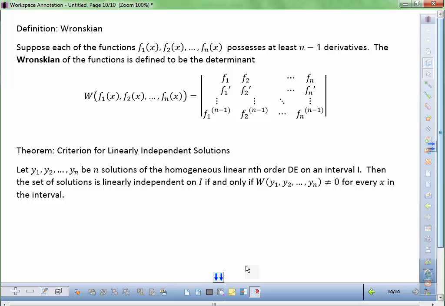The way that we're going to check for linear independence is through the Wronskian. It's a cool name, huh? It's like a Jacobian. It's the Wronskian. We're going to Wronskian it. Whatever that means.